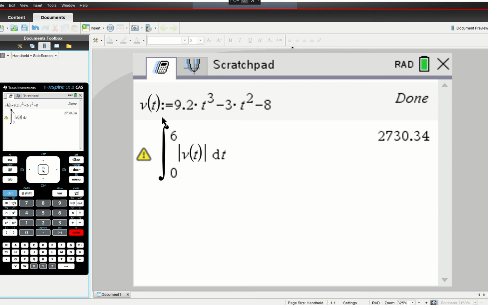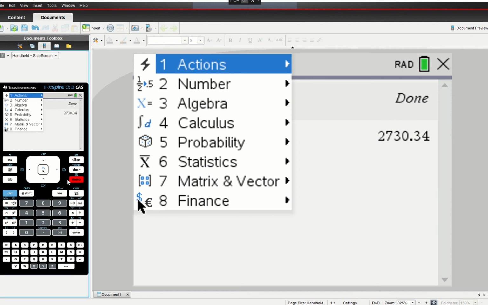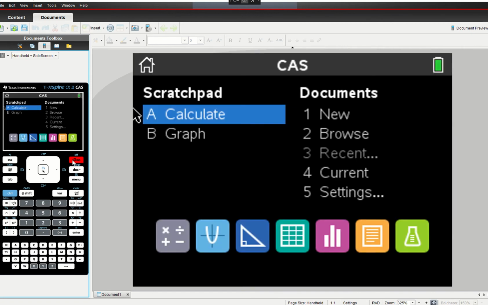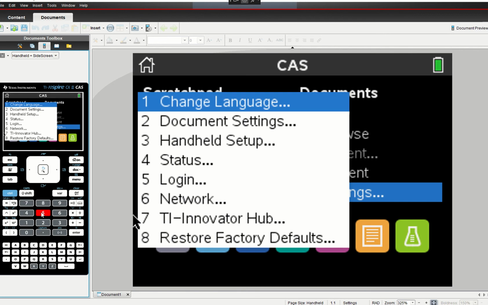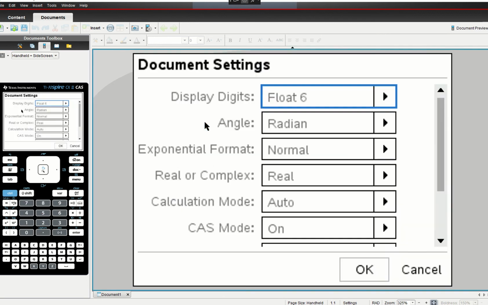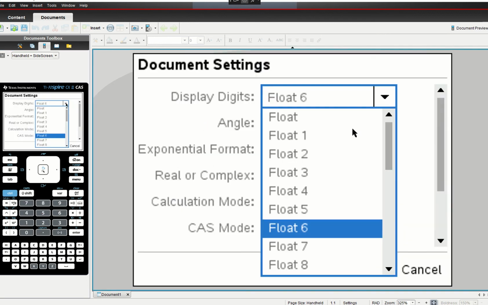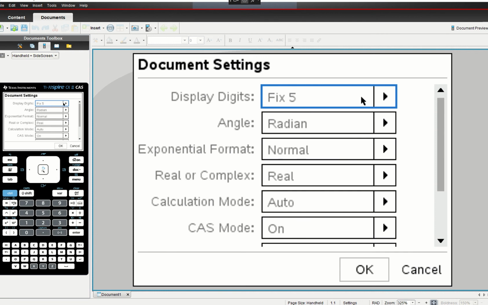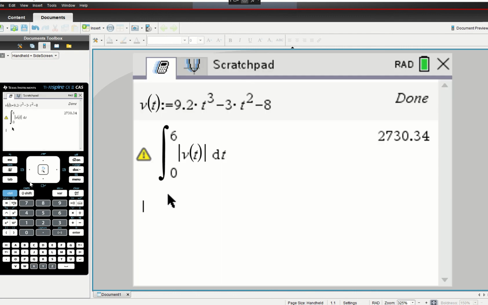Now, let me go through here real quick, guys, and I want to change my settings to make sure that I'm getting the proper number of decimals. So I need to go back to the home screen here real quick. If I go home and settings, we want to go document settings and change that display digits to fixed 5. That's going to guarantee that I get 5 decimal places each time. Angle measures needs to be in radians, and the rest should be good. All right, so let me go back, and I'm going to just hit enter one more time.